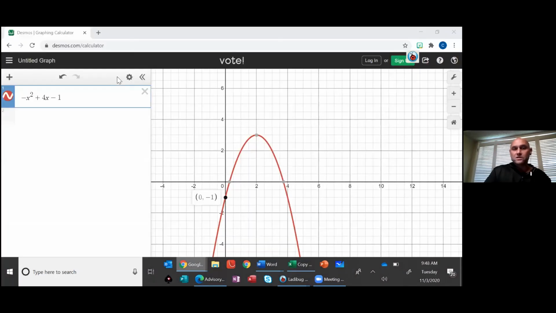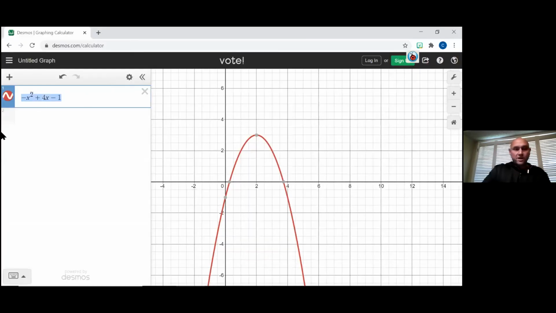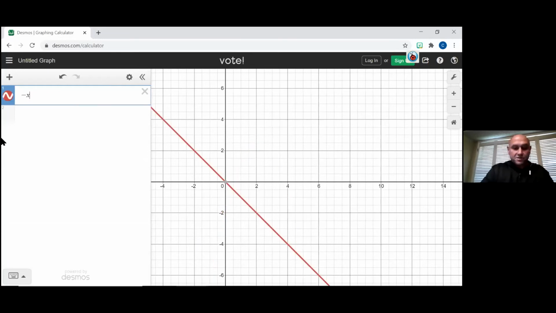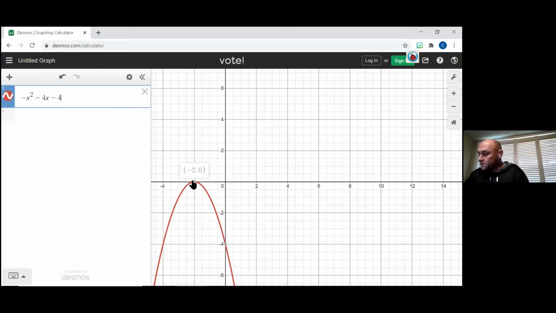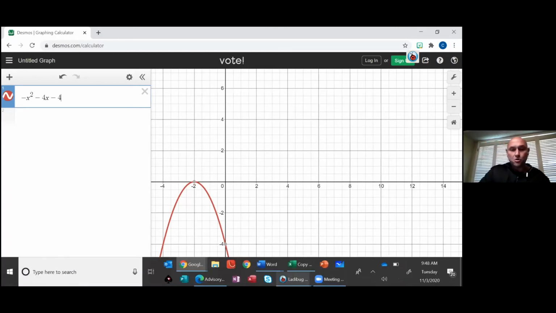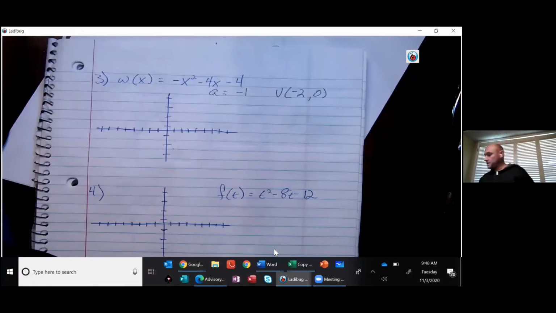Okay, this is how quickly you can do this. Just throw it in. I've got negative x squared minus 4x minus 4. Boom. Find that vertex: -2, 0. Now you have your h and k. Let's go back and plug it in.